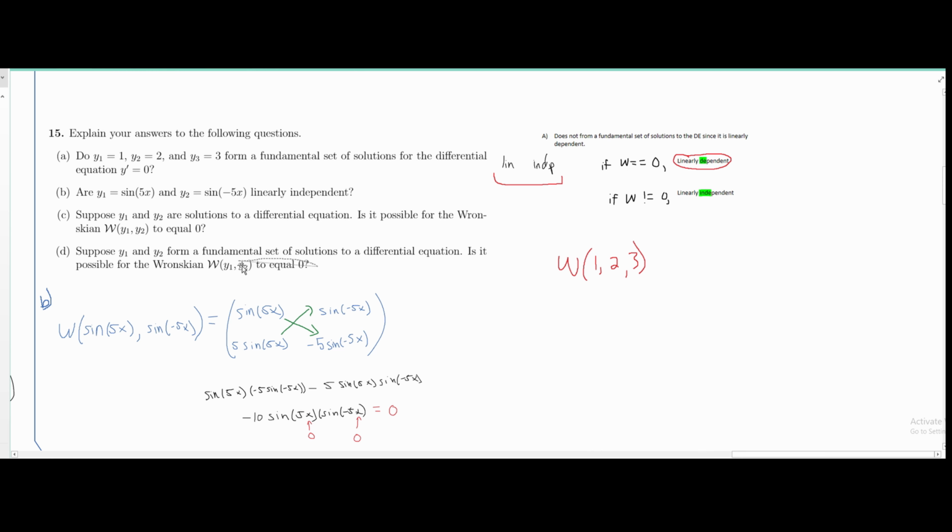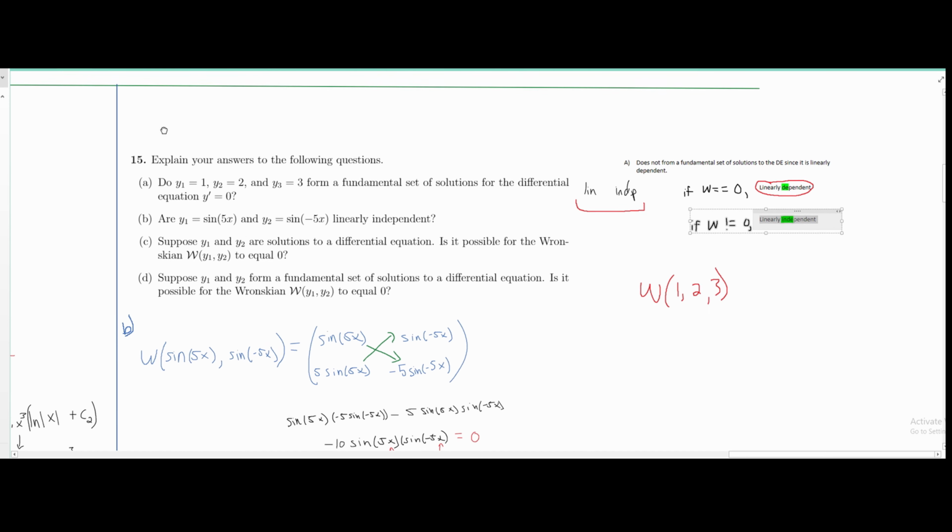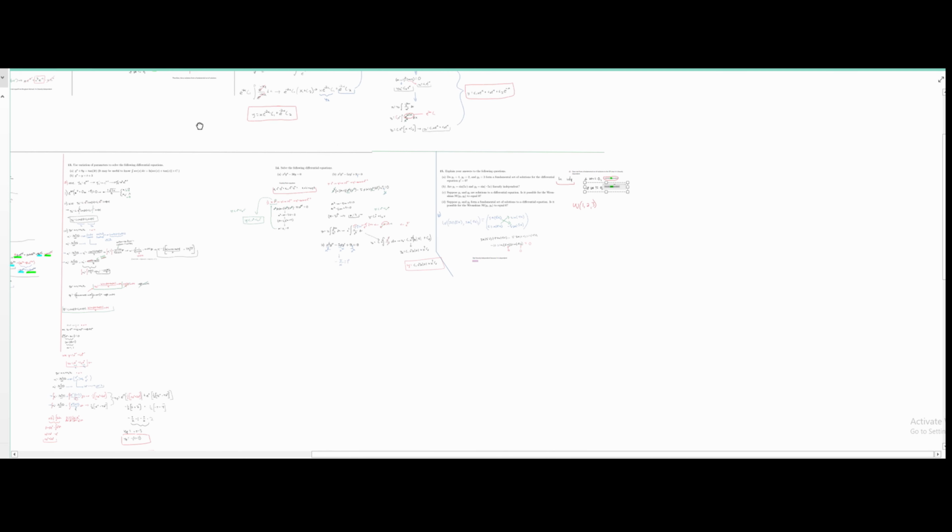It asks, can the Wronskian equal 0? That means no, it cannot equal 0, because if it's linearly independent, which it needs to be to form a fundamental set of solutions to a differential equation, it cannot equal 0. And that is it for 15. And that is that for the study guide.